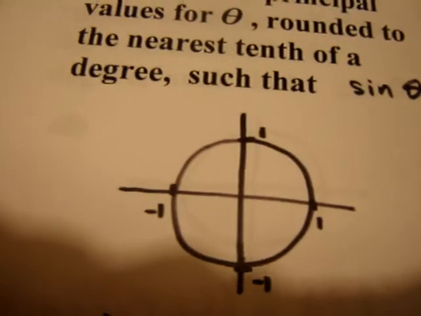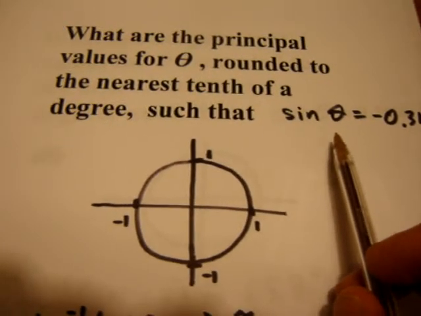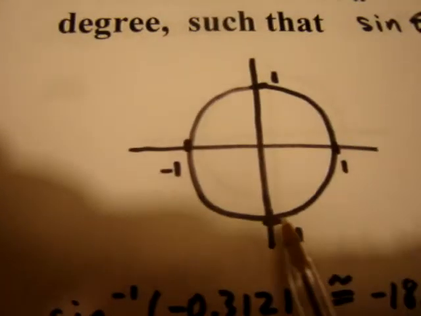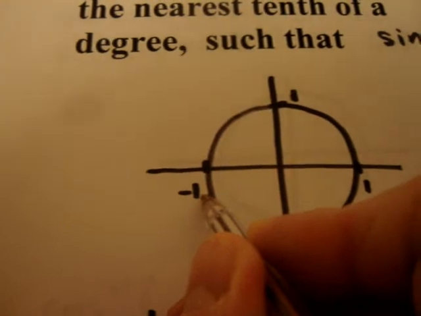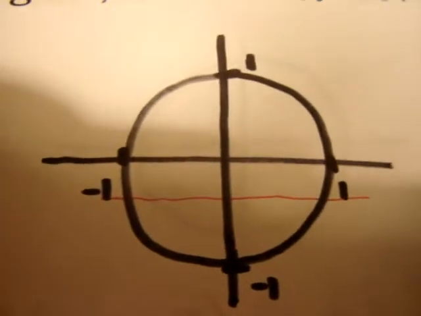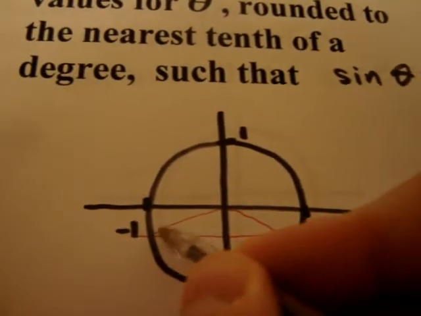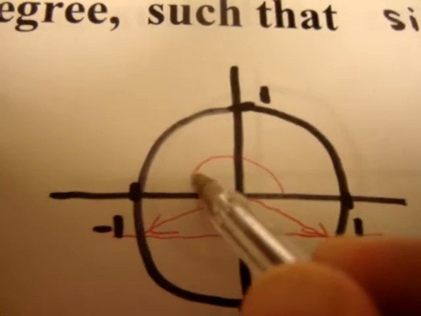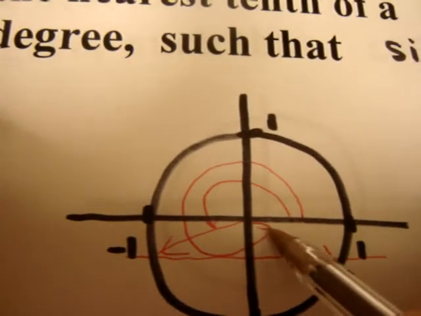What we do is we draw ourselves a unit circle, and since sine theta represents the y-coordinate, I'm going to draw a line where y equals negative 0.3121. Well, y equals negative 1 here and y equals 0 here, so y equals negative 0.3121 right about here. So our angles are going to be represented here and here. I hope you can see that. And our first angle is going to be this one, and our second angle is going to be this one.